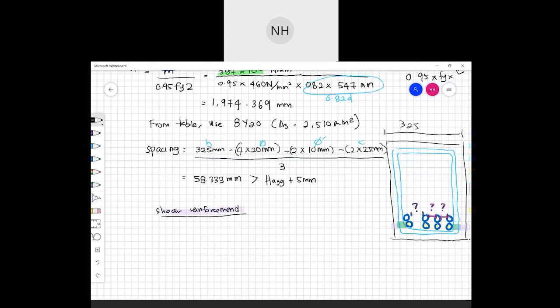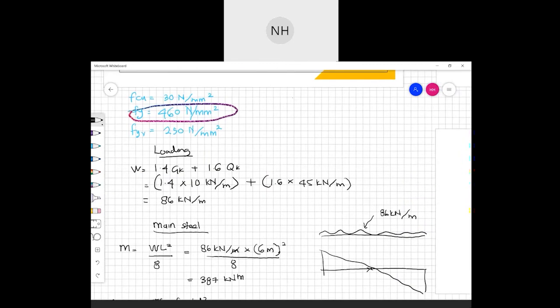Okay, for shear reinforcement, the first thing that kita kena cari adalah we need to find the maximum shear force, which is V. Okay, kita nak cari maximum shear force berapa V lah. Okay, kita tengok kita punya kat sini our loading. Okay, loading kita 86 kN per meter. 86 kN per meter. Alright.